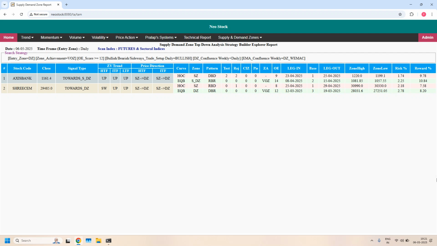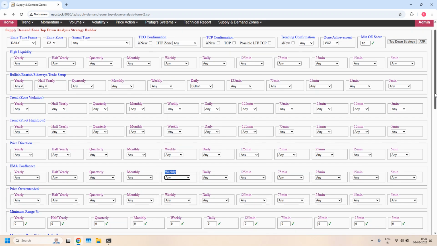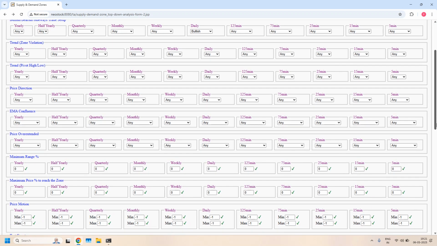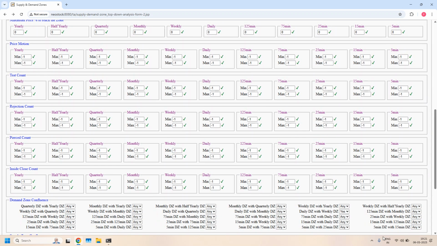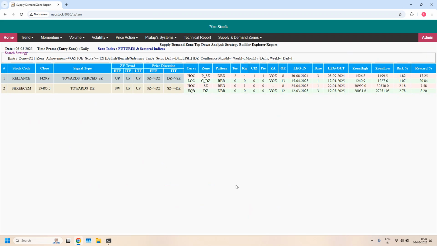Okay, next we will filter based on LTF, ITF and even HTF also, demand zone confluence. That is a daily, weekly and monthly demand zone confluence. I removed EMA filter. In the demand zone confluence, 3 filters we should set. This is the first one already enabled. Daily and monthly demand zone confluence, weekly and monthly demand zone confluence. With all the 3 filters, we got 2 stocks.